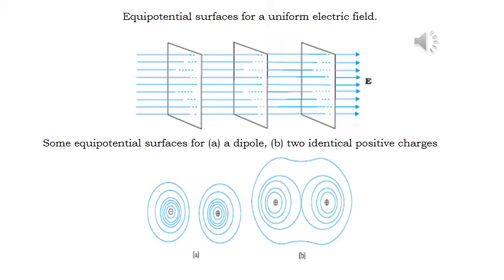Look at the second diagram. In the second diagram, equipotential surfaces are drawn between two like charges, and between two unlike charges. The first diagram, A, shows equipotential surfaces drawn between two unlike charges, a negative and a positive charge. In diagram B, equipotential surfaces are drawn between two like charges. So if we have two negative charges, similar kinds of equipotential surfaces can be obtained.